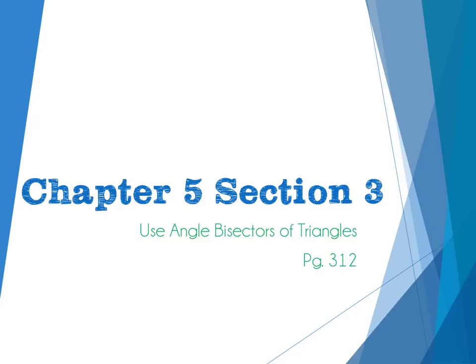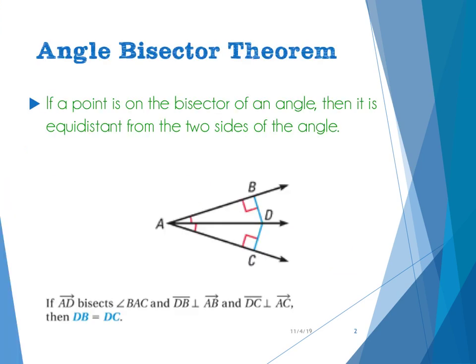Okay, so today we're going to look into Chapter 5, Section 3, which is angle bisectors of a triangle. So we've talked about mid-segments, we've talked about perpendicular bisectors, and now we're going to get into angle bisectors. The angle bisector, which we already know the definition of, is a ray that cuts an angle into 2 congruent parts.